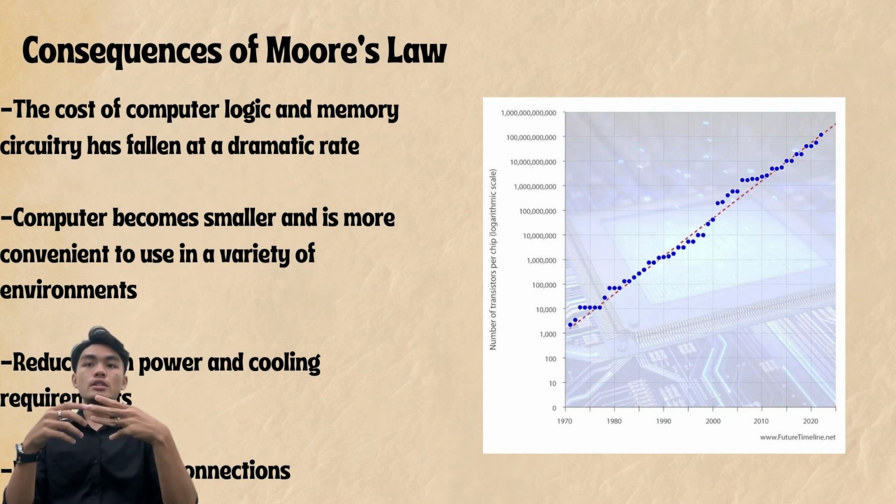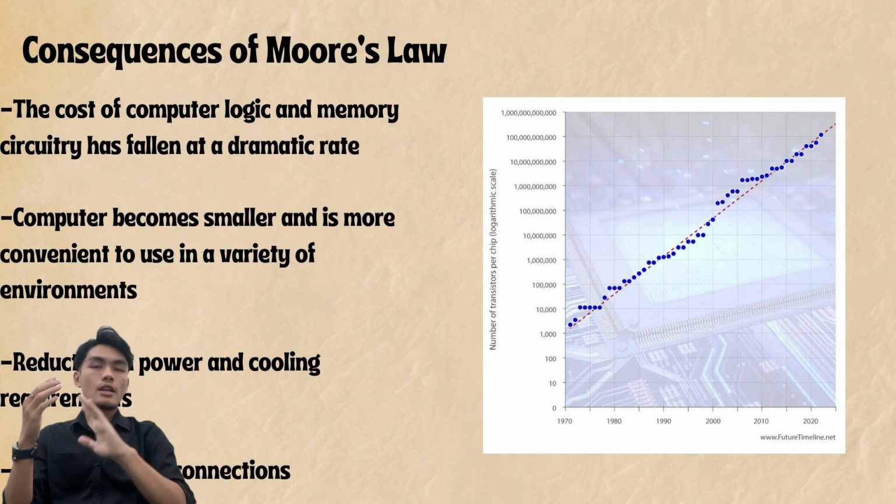Okay, the third is reduction in power and cooling requirements, and fourth, fewer interchip connections. In the slide I put a graph of Moore's law, which says that every year it will double. Like for example, this year it's only 4. Next year we'll double it to 8, and the next year to 16, 32, 64, and so on. So it will become more and more and more. It's not gonna lag.